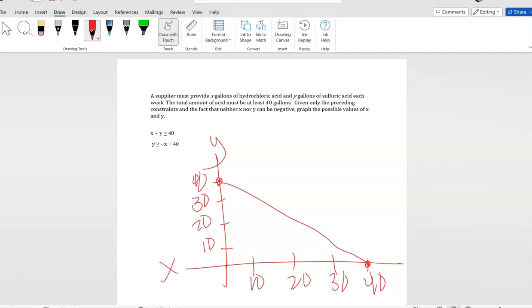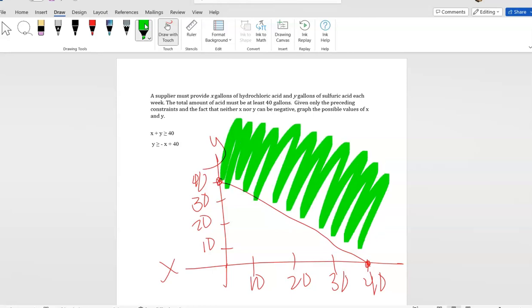Now I have to decide, because I am doing an inequality, which side am I shading? Well, if I put in 0, 0, which is the point right here on this side, or 10, 10, I don't get enough, do I? So it has to be on this side, which is actually pretty easy if you start thinking about it. This is where I've got to be. So you can see here, if I came out here, I could produce 20 and 40 for 60 gallons. I can produce anything on the line, which is going to be exactly 40.